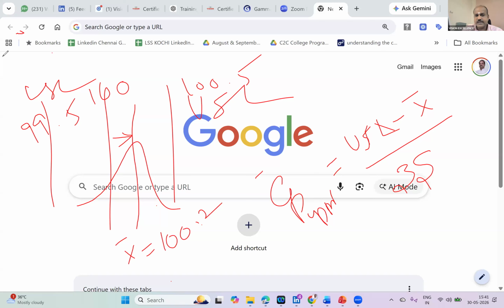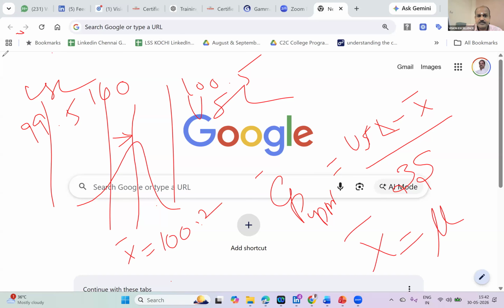And CPK needs to be calculated only if the process shifts. If the process does not have any tendency of shifting, it is operating right on the target. Operating right on the target means X bar will be equal to mu. In this case, CP will be equal to CPK, CP upper. You don't need to calculate them separately. Just calculate any one. You calculate CP, you calculate CP upper, you calculate CP lower. All of them will be equal.